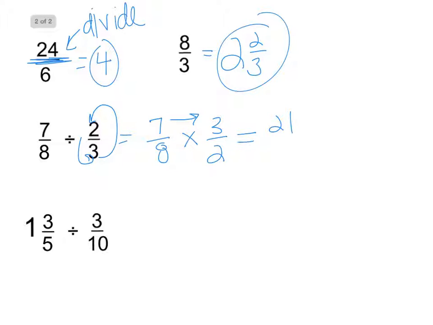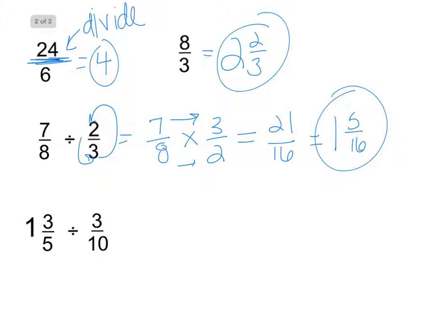7 times 3 is 21. 8 times 2 is 16. That fraction is improper, so I might be asked to change it to a mixed number. If I am, 16 goes into 21 one whole time, leaving us with 5 leftovers. So we get 1 5/16.